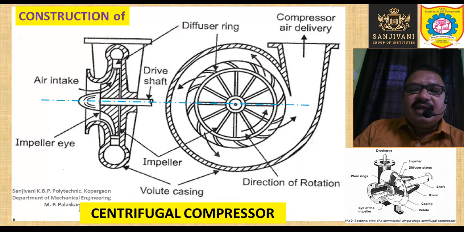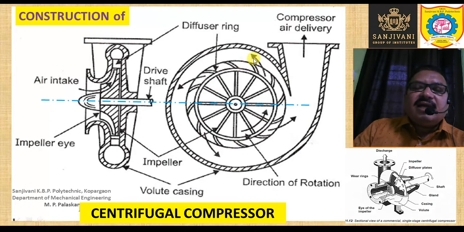So first of all, let us try to understand the construction of the centrifugal compressor. Here at the center you can see the shaft, and this is the impeller eye. The air is entering from this impeller eye, and this is the casing, the volute casing.